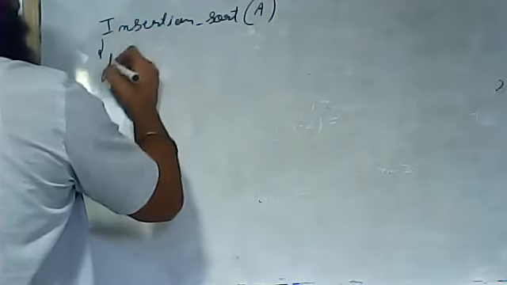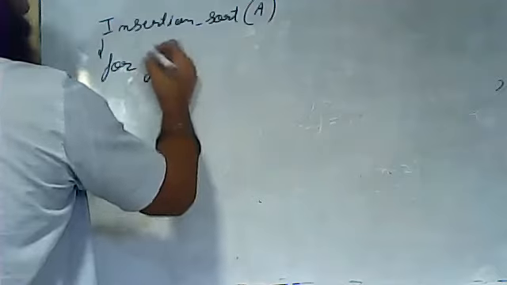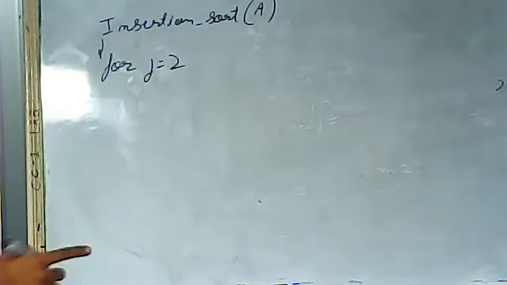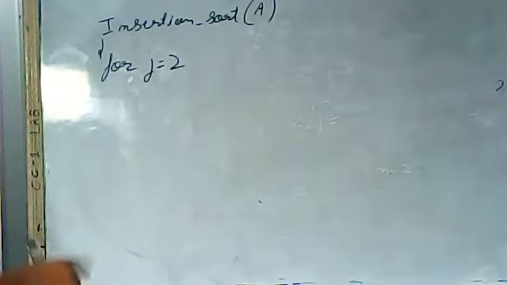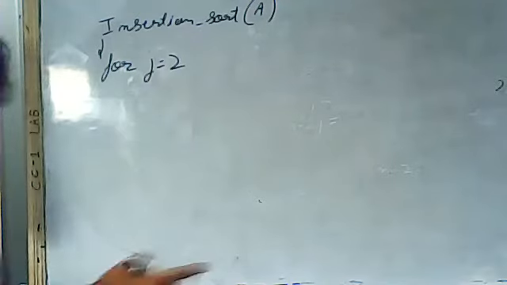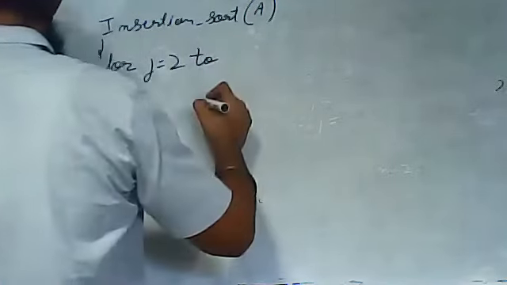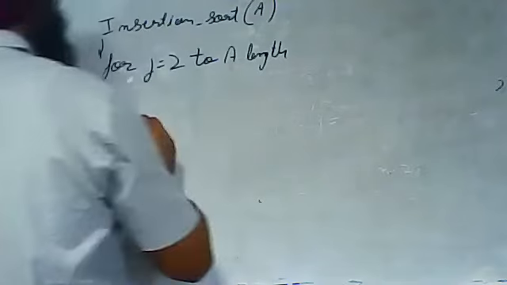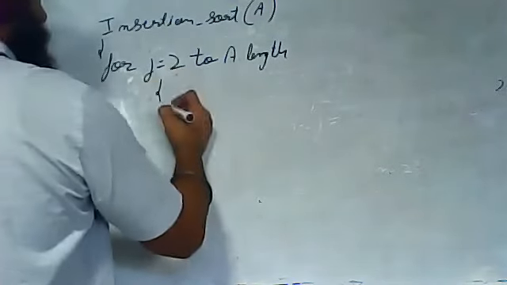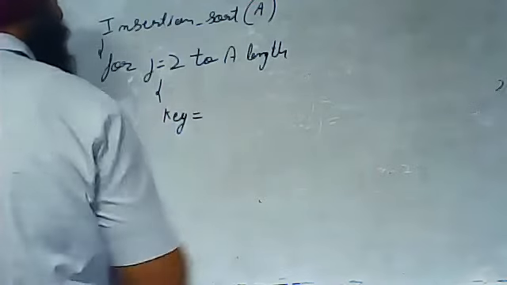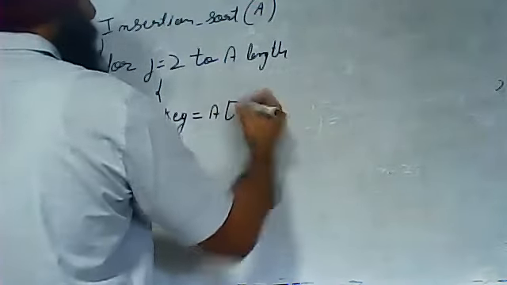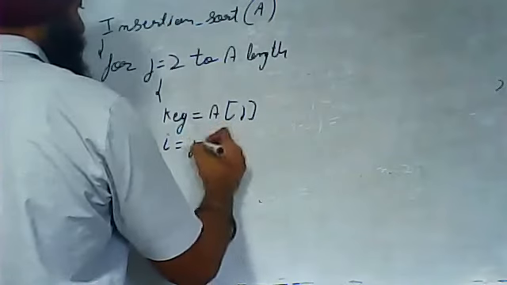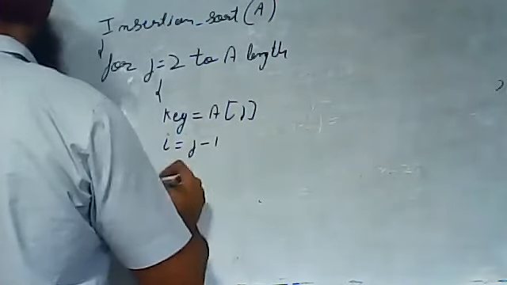Now we'll start with the for loop. This is not in any particular language. This is just pseudo code that can be converted into any other language, like C, C++, Java, or Python. So for j from 2 to length of A it will run, and in the next step in this loop we'll write key equals A of j. I'll explain these one by one. Then we'll write i equals j minus 1, and we'll take one more loop inside it.